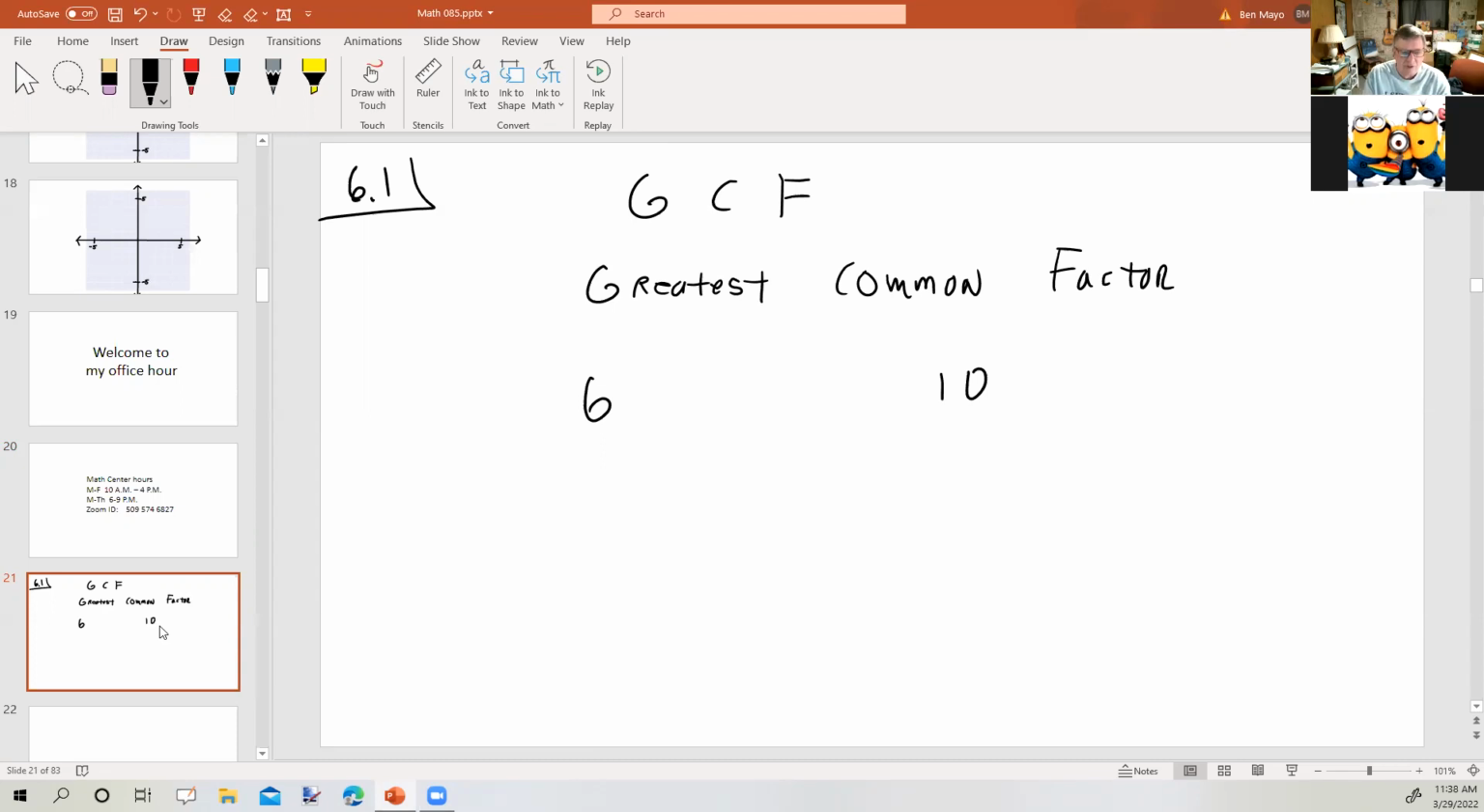To find the greatest common factor of two numbers, we do the prime factorization of each of the original numbers. So 6 is 2 times 3, 10 is 2 times 5. What factor or factors are common to both 6 and 10? Well, 2 is common, and that's it. So the greatest common factor would be 2. Any questions about that example?